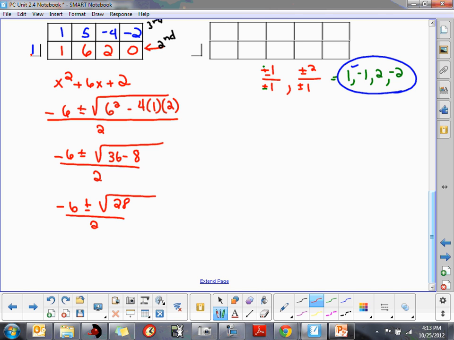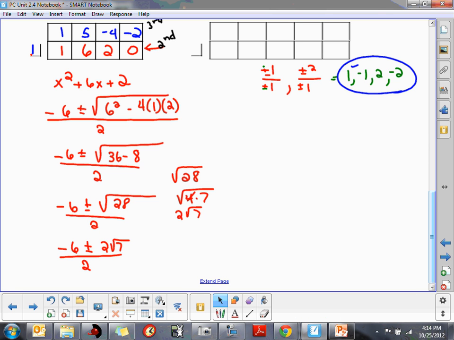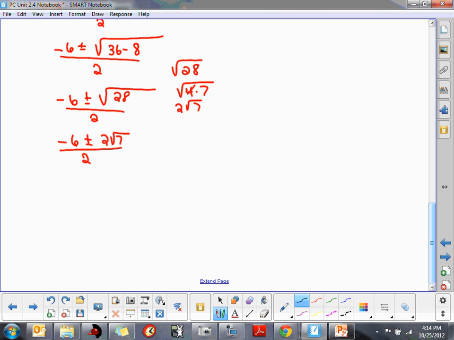Simplifying, it's a negative 6 plus or minus... just thinking out loud here, we got 28. The perfect square factor of 28 is 4 times 7. So taking the perfect square out, it's 2 times the square root of 7. So it's plus or minus 2 times the square root of 7, all over 2. And then we can find our final solutions by taking negative 6 divided by 2 plus or minus 2 square roots of 7 divided by 2. And we can see that it's negative 3 plus or minus the square root of 7.